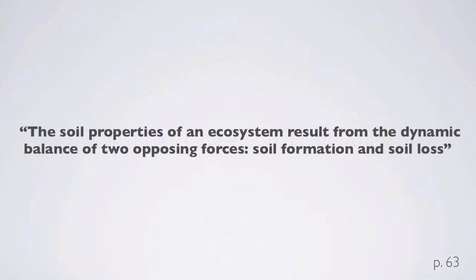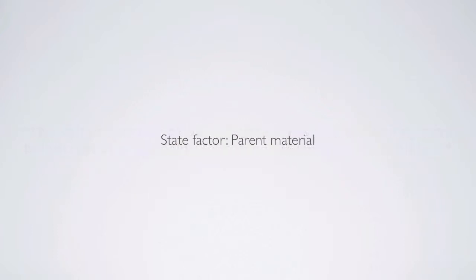To understand the basic patterns of soils, we'll start by applying the state factor approach to understanding the controls over soil formation. The authors state that the soil properties of an ecosystem result from the dynamic balance of two opposing forces, soil formation and soil loss. Now, of the state factors that we'll look at, parent material is very important for determining the soils that we have.